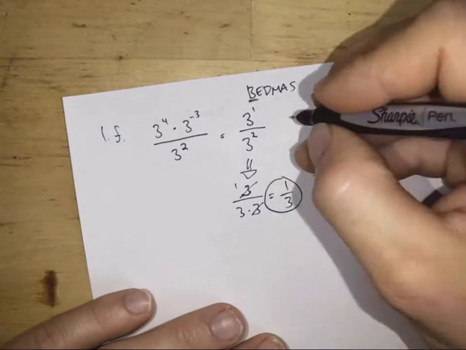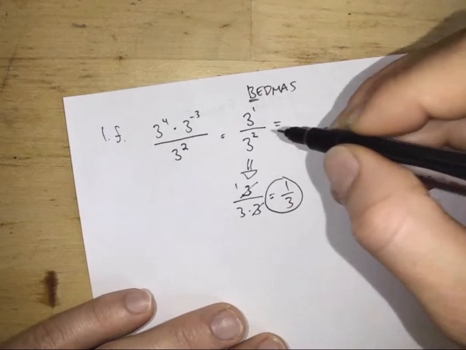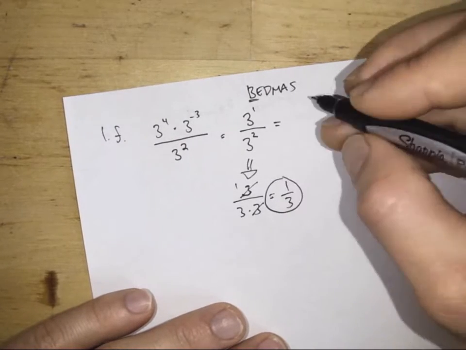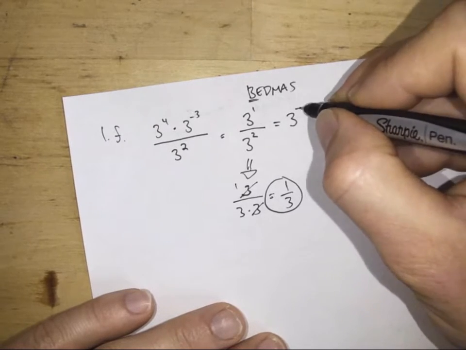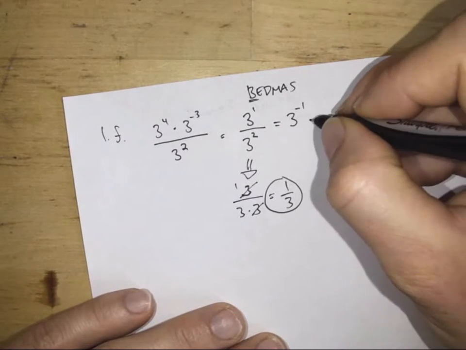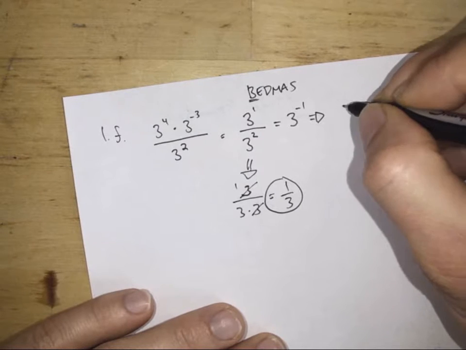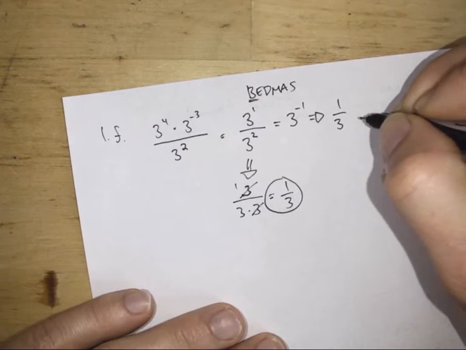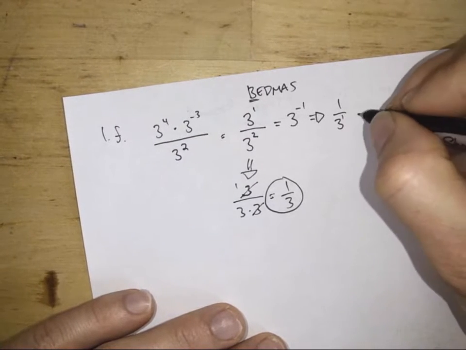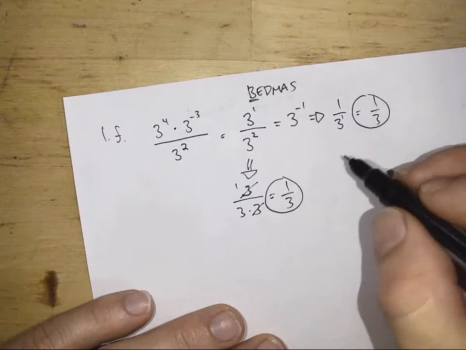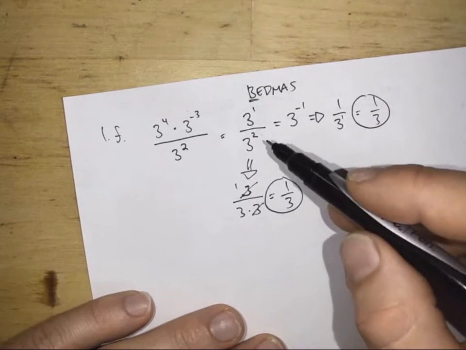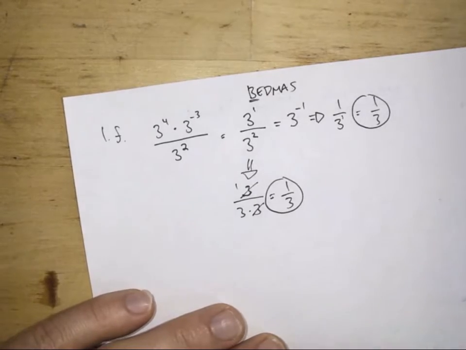Alternatively, I've got a division now, so I can divide these powers. And when I do, I subtract their exponents. 1 take away 2 is negative 1. However, we hate negative exponents, so I can express that as the reciprocal raised to a power of positive 1, or 1/3. Both take us to the same answer, but they're just different ways of looking at that problem.